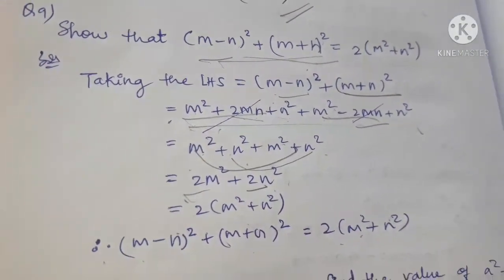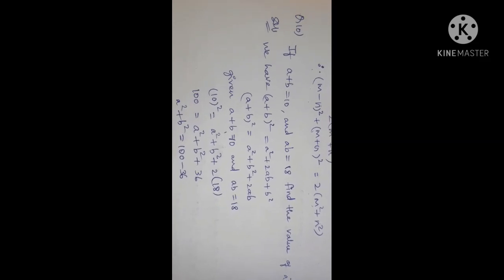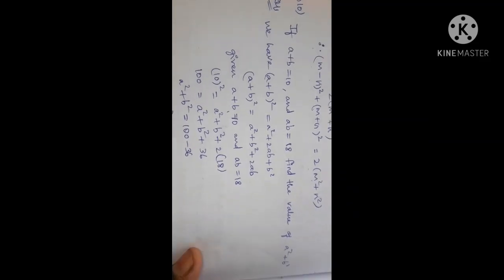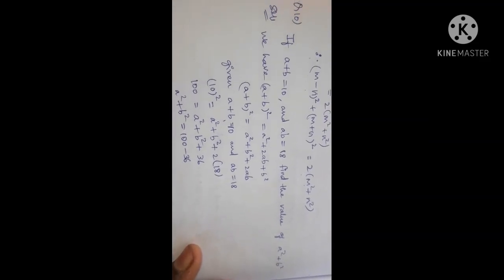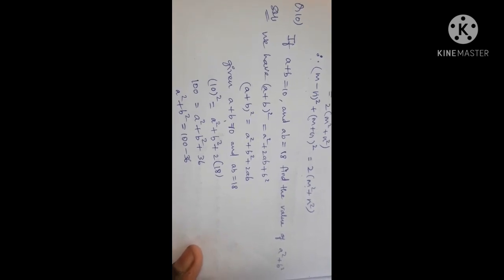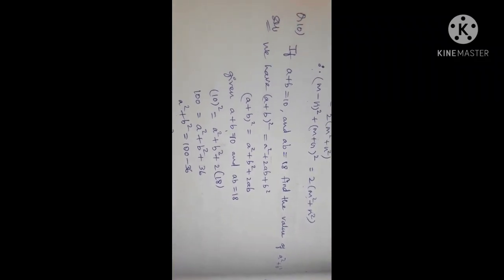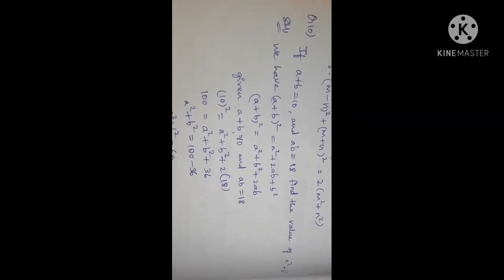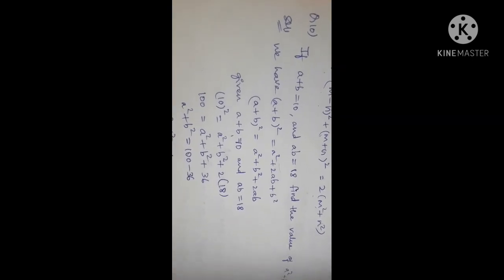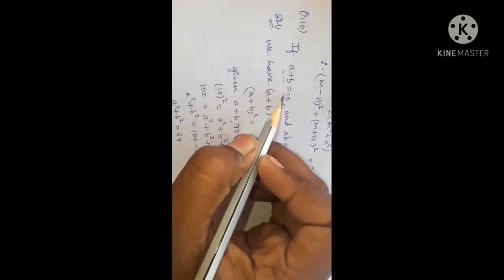So therefore (m minus n) whole square plus (m plus n) whole square will become 2 into (m square plus n square). The question is, if a plus b equal to 10 and ab equal to 18, find the value of a square plus b square. Okay, they have given two values. Okay, so seeing these two values, you should get a formula. Yeah, it is the (a plus b) whole square formula only. We have (a plus b) whole square equal to a square plus 2ab plus b square. Now you can substitute the value.